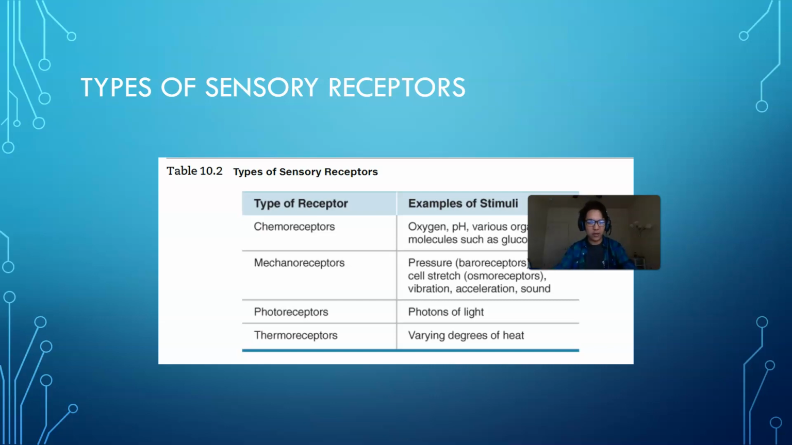Photoreceptors, of course, sense photons or light. A little fun fact here: more than 50% of sensory receptors in the body actually are found in the eyes. So those are photoreceptors. And finally, there are thermoreceptors. Thermo, heat, temperature, etc. So these are simple or special sense receptors that detect varying degrees of heat.